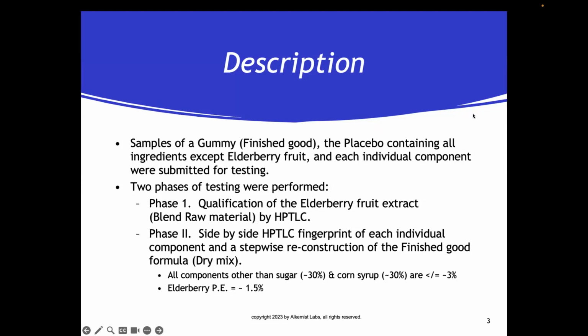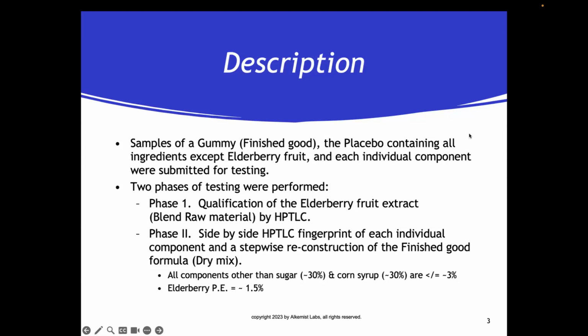So the reason this was happening is because this is a client that we were doing this identification work for, that the elderberry was not apparently seen when doing a routine analysis, and it was given to us as a problem to solve, and we went to work and we came up with these two phases of testing. One is the qualification of the elderberry fruit extract, or the blend raw material, I'm calling it, and that was by HPTLC. And then the next phase was a side-by-side fingerprint of each of the individual components, and then a stepwise reconstruction of the finished good formula, a dry mix.